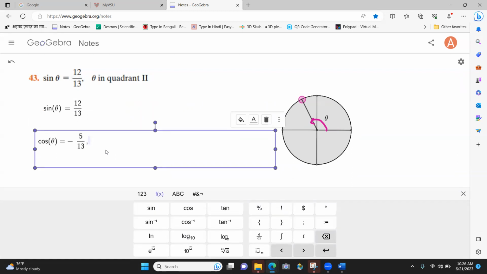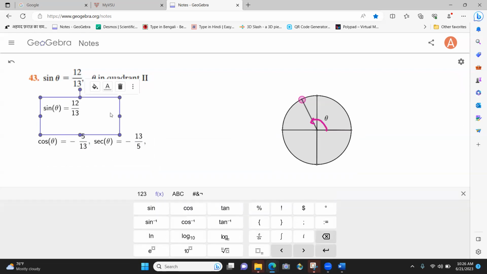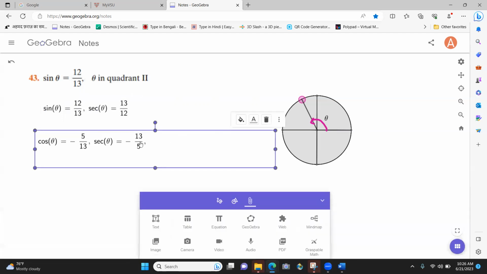I'm going to do them right here in the same box. The reciprocal of cosine is secant, and I'm going to write negative 13 over 5. The reciprocal of sine is cosecant, and I'm going to write 13 over 12. I got four of them, right?